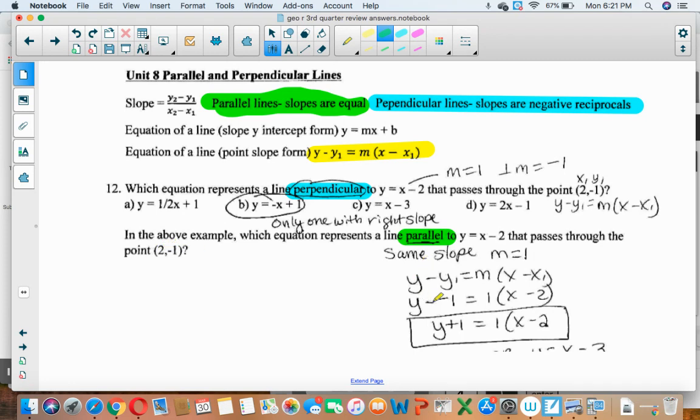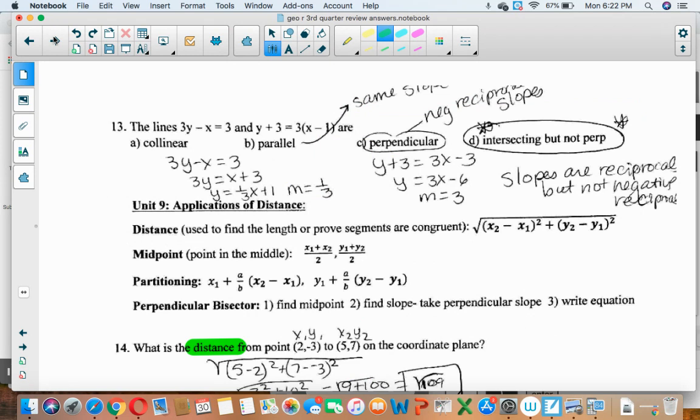So y minus negative 1, I got that from right here, and a minus negative 1 becomes a plus 1, equals m, my slope is 1, parentheses x minus 2. And that's my answer. I can leave it just like that. I don't have to do anything. The only thing I probably would do is clean up this minus negative 1 and make it a plus 1. Okay? Next page, doing some more with lines.